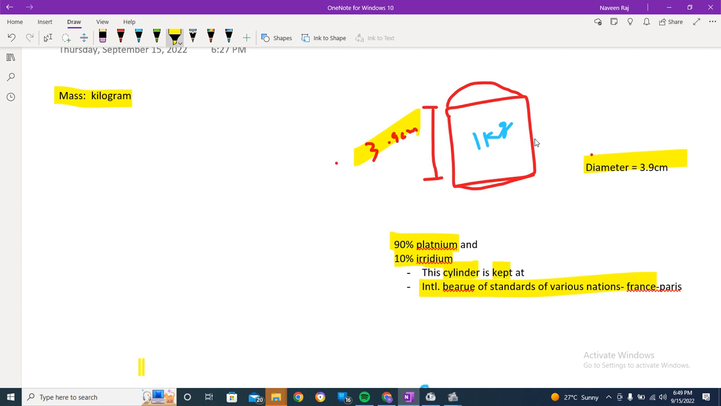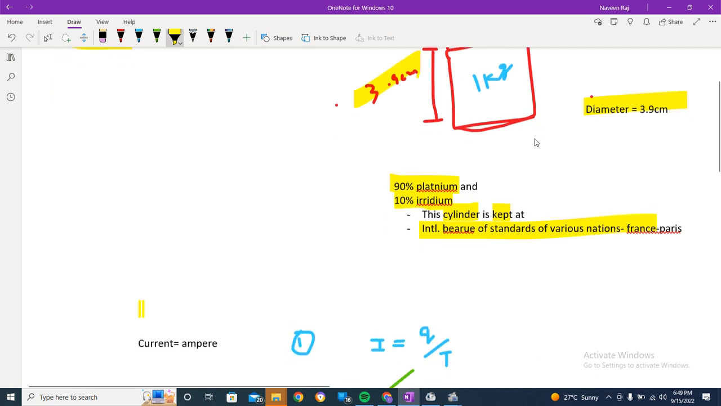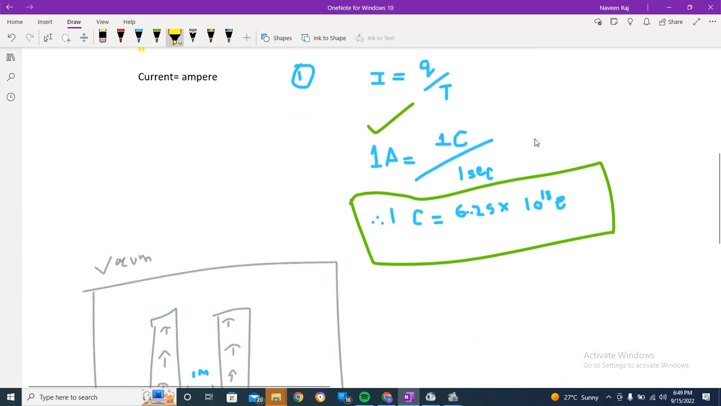When we decided that this is 1 kg, we made copies of it and supplied them throughout the world, and that is how we have 1 kg blocks in our homes. I do hope that you understand mass. Moving forward, we have current.